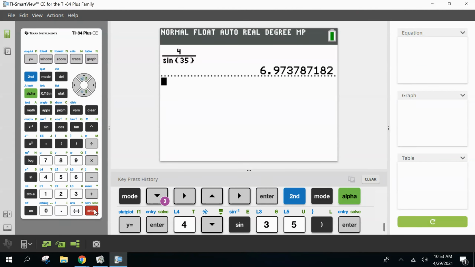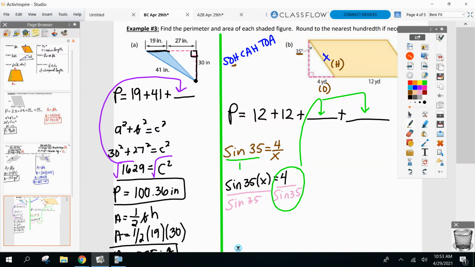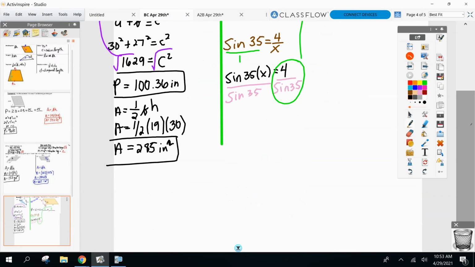Gonna round that? Nope. What do you have to do with it though? Add it again, right? Because both sides of the parallelogram are 6.9737. So plus that again, plus 12 plus 12, and that'll give you the perimeter. I'm going to take this and plug in that decimal. Check out your rounding directions, still nearest 100, 37.95 yards.